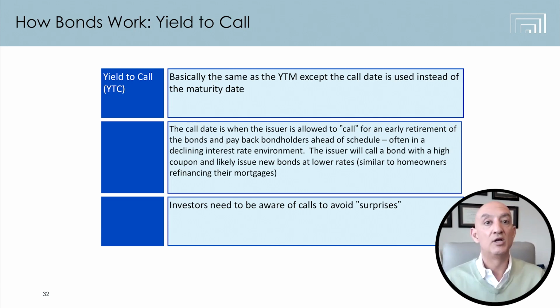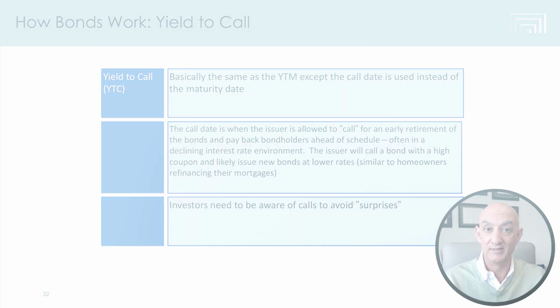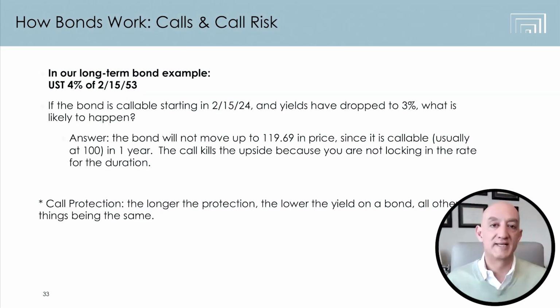When you buy a bond, you generally always want to know the yield to maturity, but if the bond is callable, you also want to know what the yield to call is. If you buy the bond at par, the yield to maturity and the yield to call are the same number. But if you buy it at a premium, the yield to maturity is going to be higher than the yield to call because you're going to lose that premium faster if the bond gets called away. We want to illustrate what call risk is and how that could affect the bond.